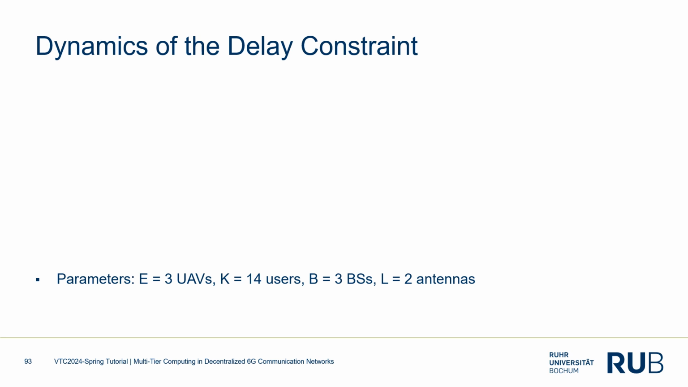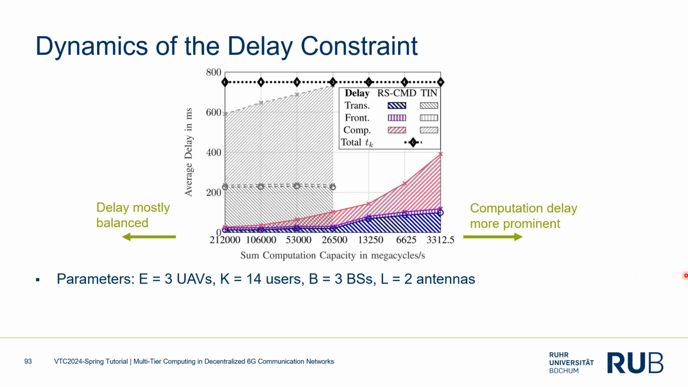Now, we want to check the dynamics of the delay constraint. Parameters are 3 UAVs, 14 users, 3 base stations, and 2 antennas each. Here we see the average delay in milliseconds over the sum computation capacity in megacycles per second. This curve is decreasing, which means towards the right-hand side we have less computation capacity available. And what we see in the figure is the total delay constraint, so this is the overall allowed delay per user.